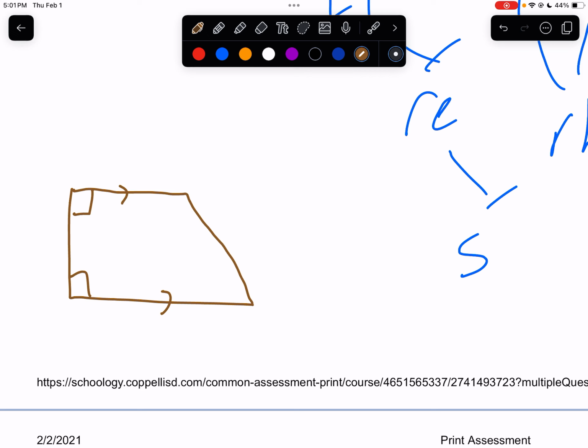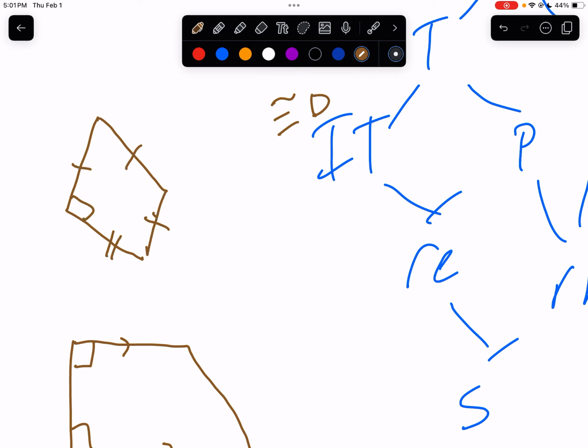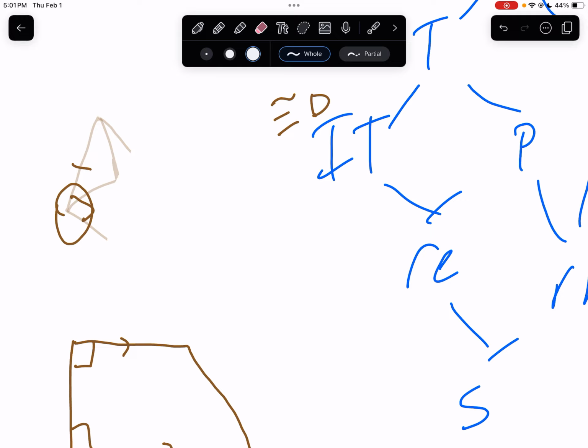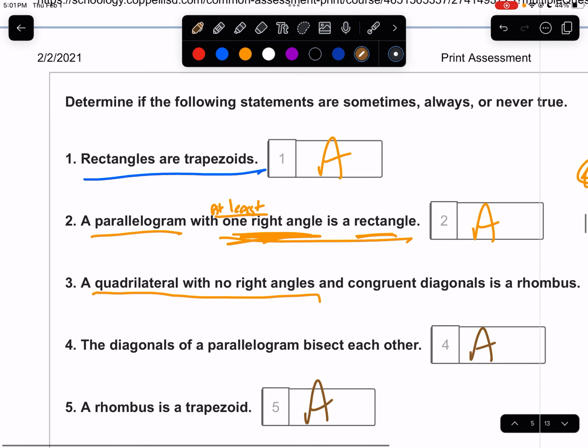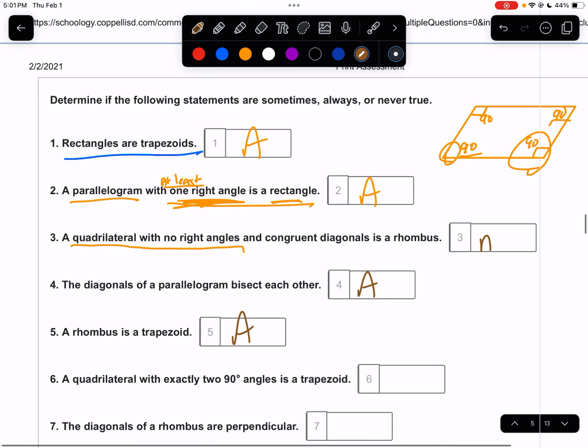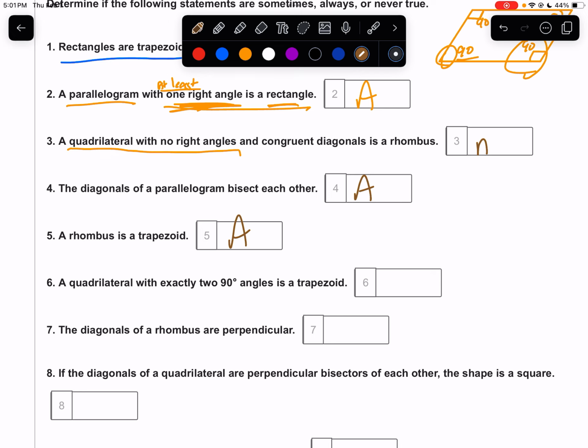Could it happen in a shape that's not a trapezoid? Could I have one of my favorite shapes called the kite? So if this was a kite, remember these two sides would be equal, these two sides would be equal. And if this side was 90, like if this is my line of symmetry, could it reflect over here and this be 90 as well? So could a kite have exactly two 90-degree angles? Yes, it could. Could a trapezoid? Yes, it could. And there's actually other shapes that could as well. So can you have exactly two 90-degree angles? Is a trapezoid? That's going to be sometimes.